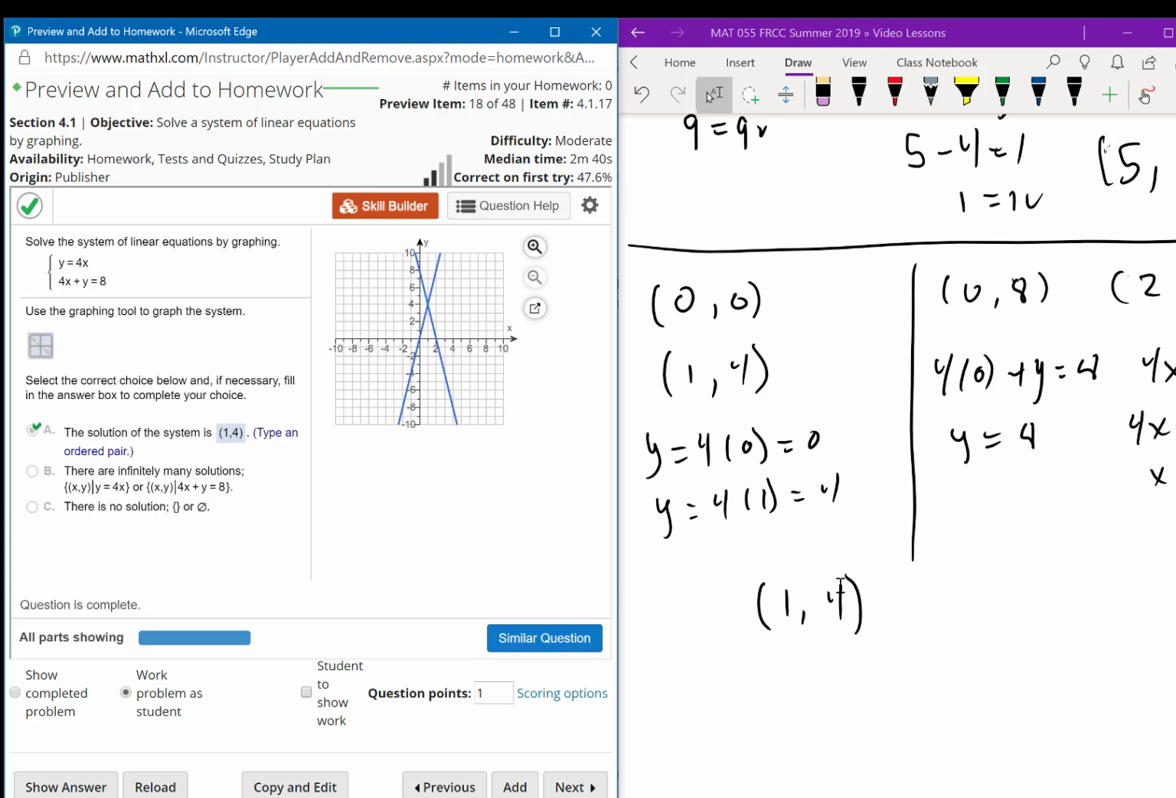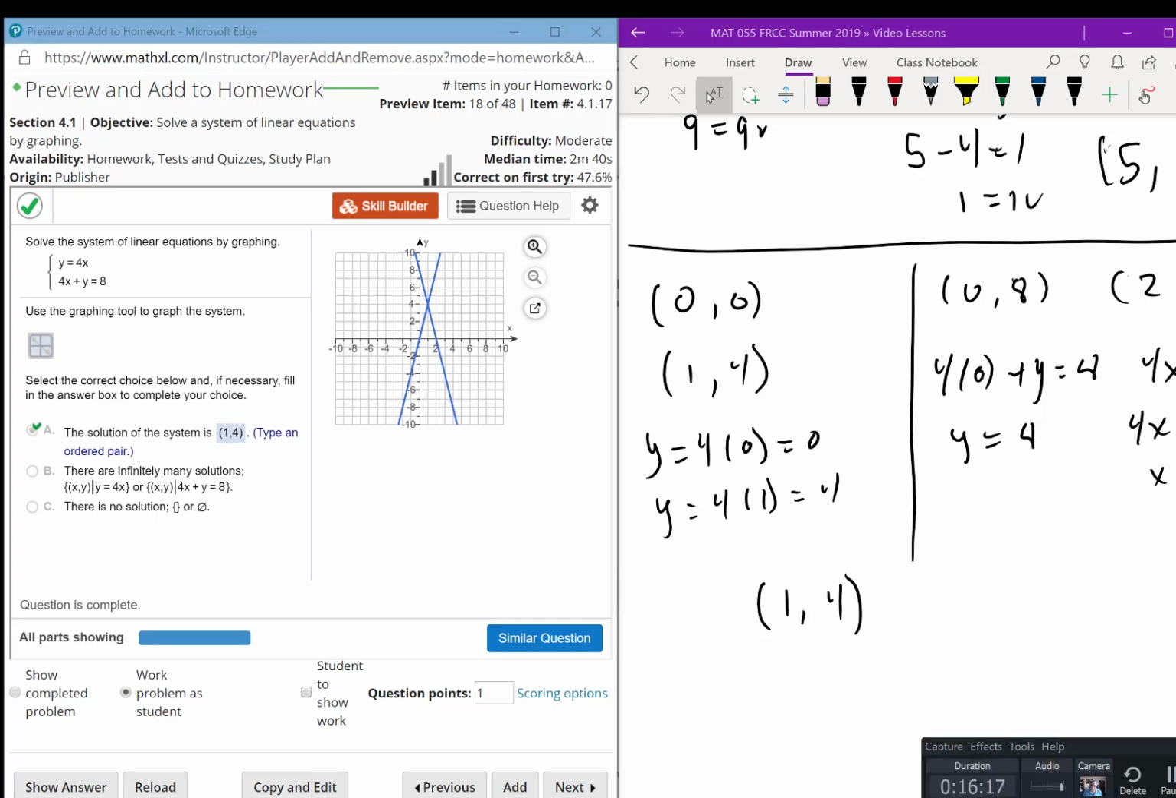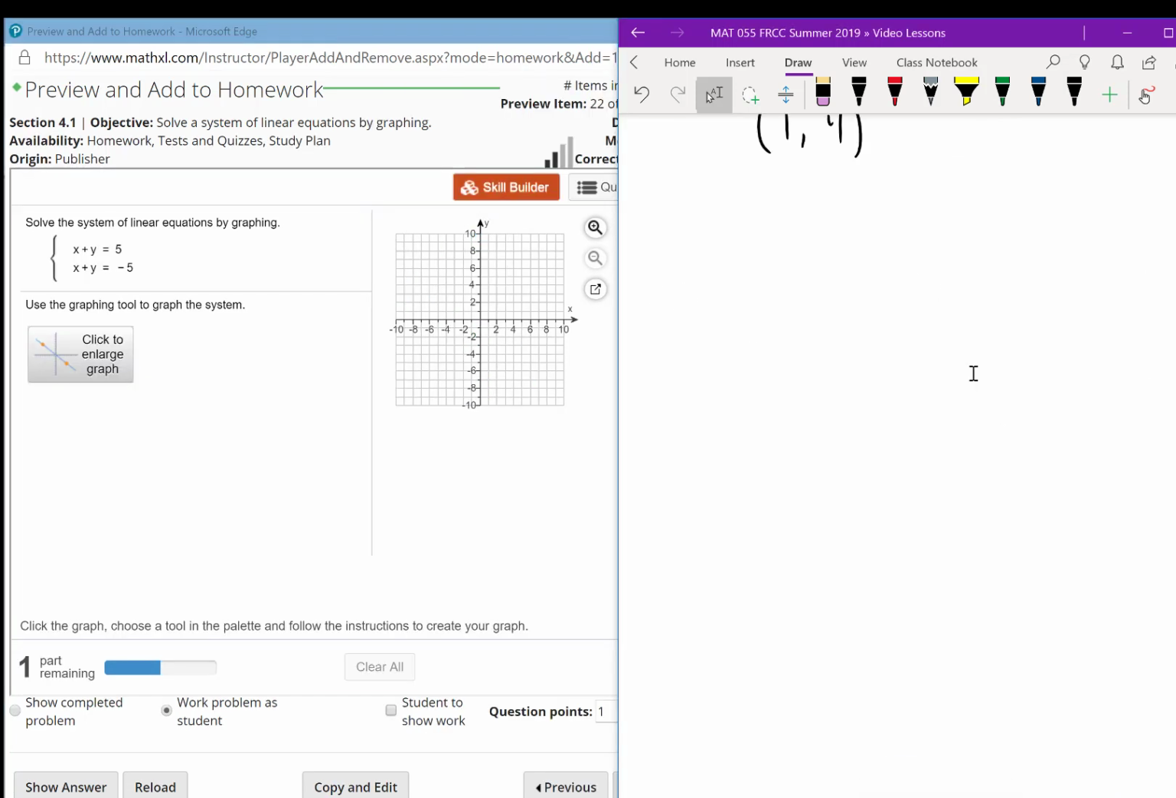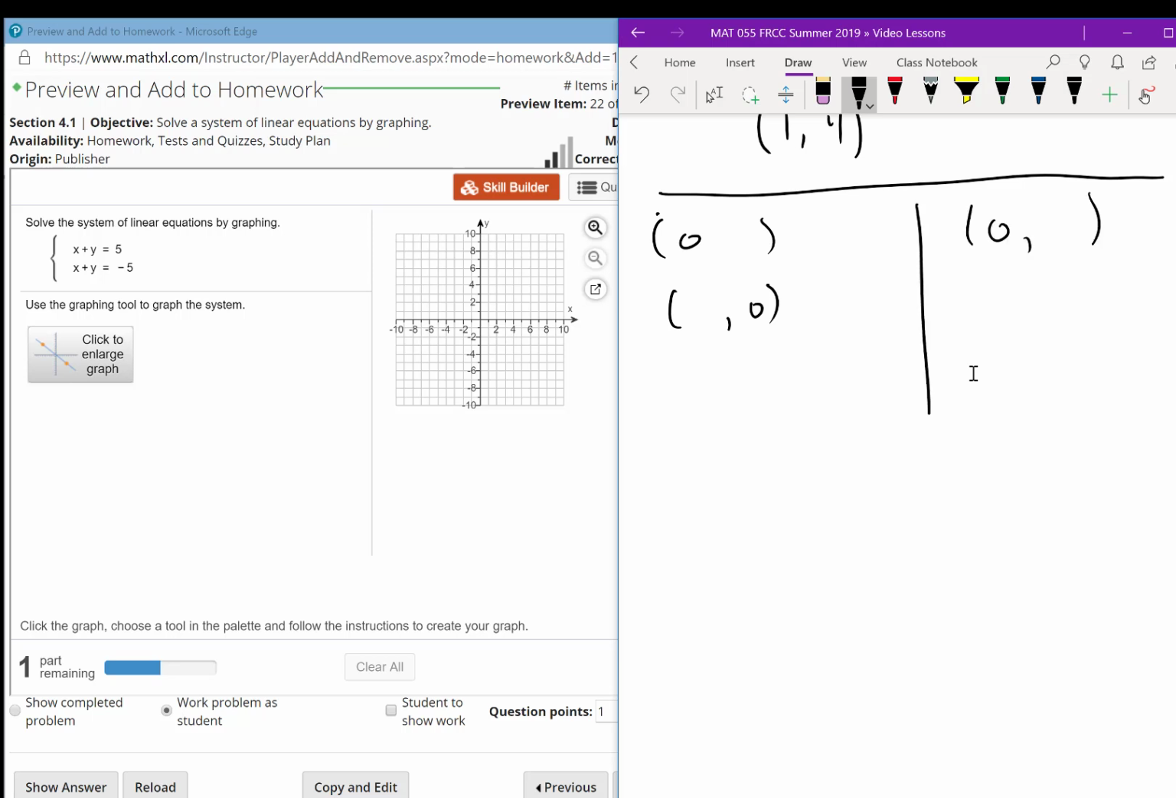So let's take a look at a different instance. Here we're given this linear system of equations, x plus y equals 5 and x plus y equals negative 5. So again, we want to solve this using a graphical approach. Since it's in standard form, we'll just come up with our 0, 0. And for the second line, we'll just put 0, 0. Put a comma right there.